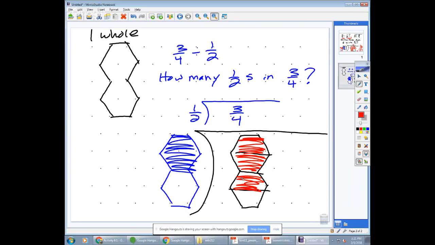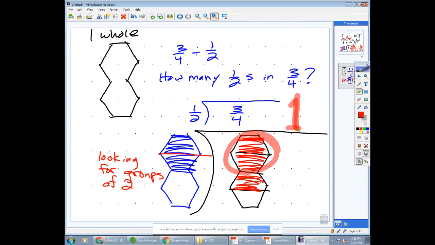Okay, somehow we have to decide how to cut them, and I think the easiest thing to do here is take the half and cut it in half. And it's not a bad idea to make a note: looking for groups of 2. Then over here, we can start highlighting. There's one group of 2 right there, so there's definitely going to be a 1 in my answer. Then it's figuring out what to do with what's left over. I have 1 out of the 2 things I'm looking for, so it's still 1.5 that way.